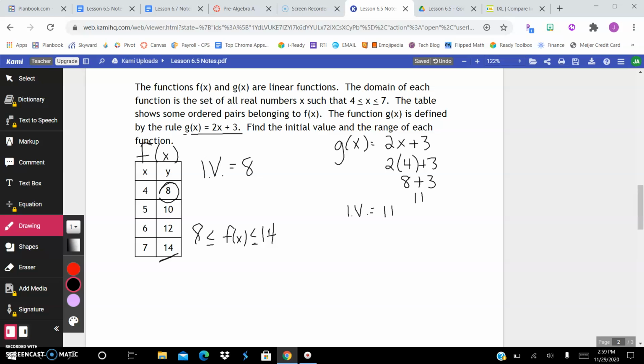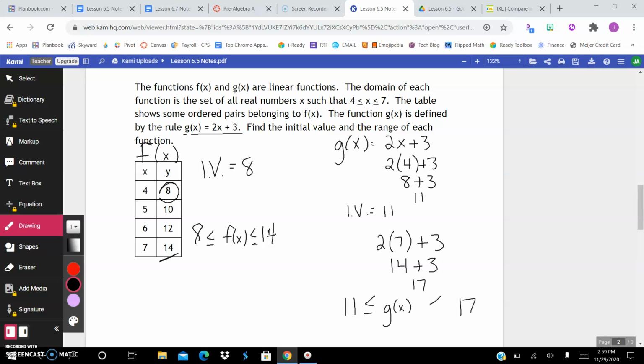We have to figure out what is the y value, or the g of x value, when x is 7. So we're going to do 2 times 7 plus 3. So that's 14 plus 3, so that's 17. So our initial value was 11. We're talking about g of x, and our largest value that it can go is 17 when x is 7.